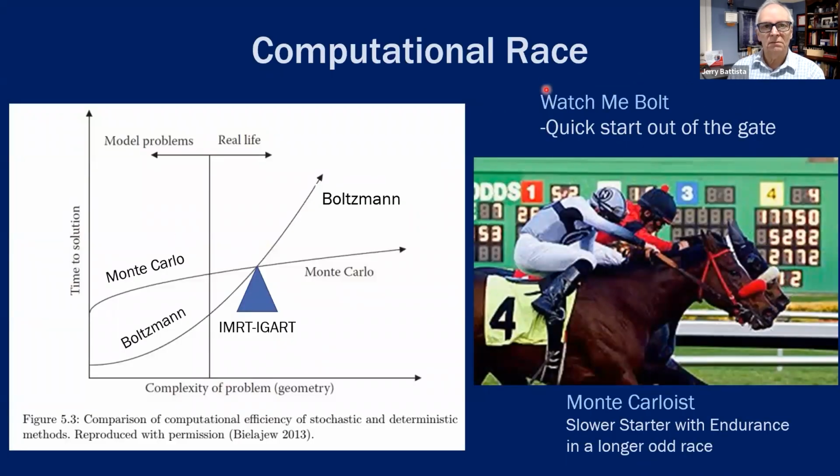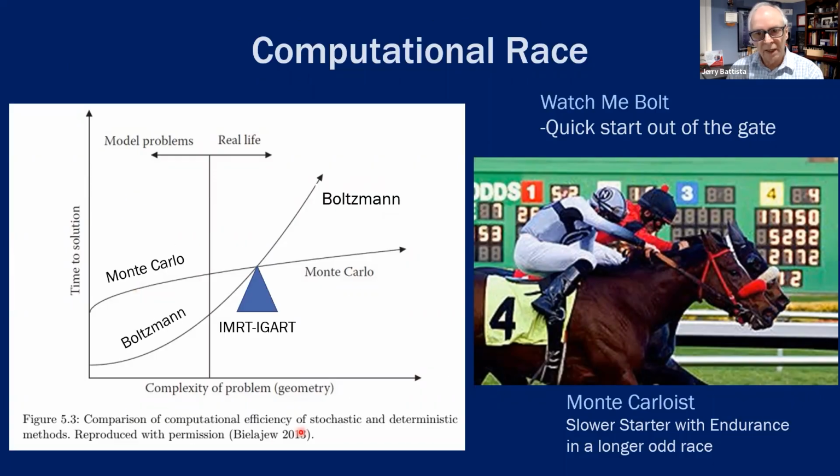Now, which is better as far as speed, Monte Carlo or Boltzmann? It depends on the complexity of the problem. And at the moment, it looks like they're almost the same for a complexity being an IMRT plan. But if we get into more complicated situations, the Monte Carlo method actually stays pretty flat and won't change much. But the Boltzmann method will get more and more complicated with the complexity of the problem. If the problem is simple, the Monte Carlo method is advantageous also.